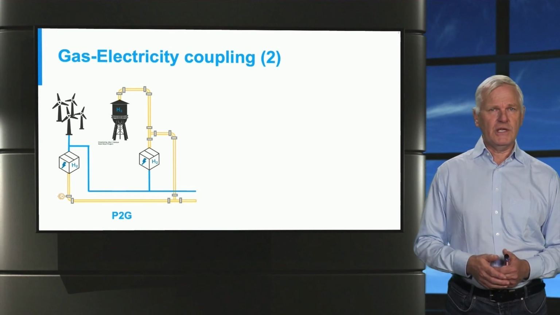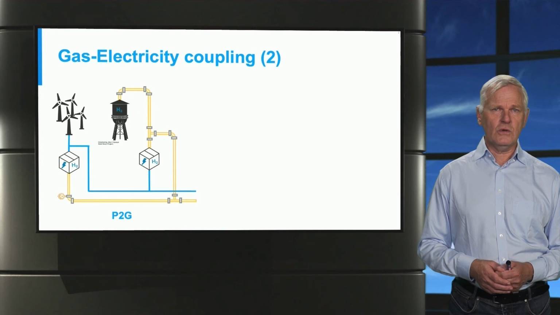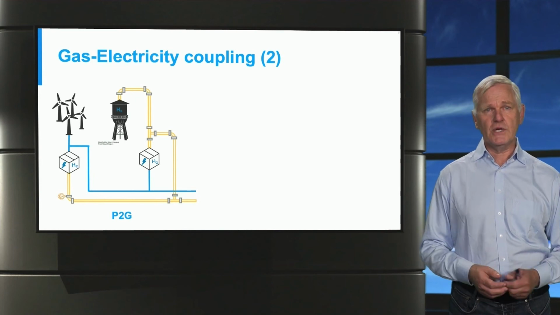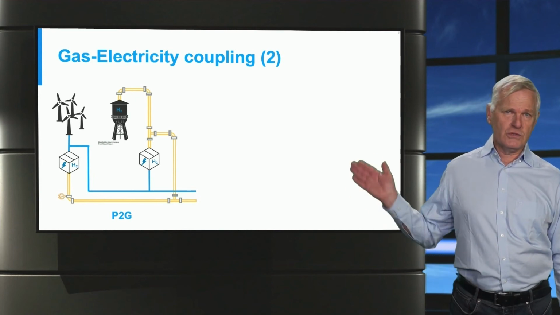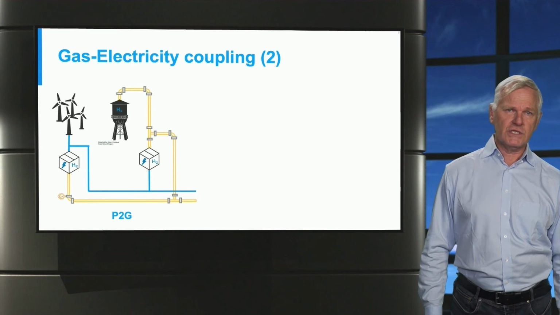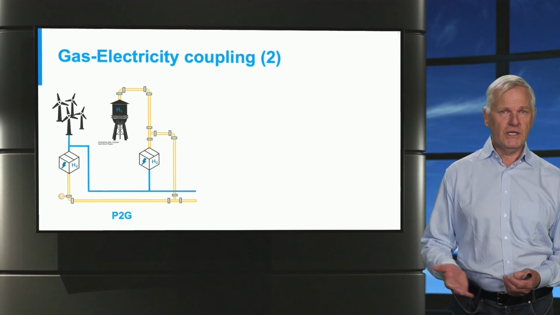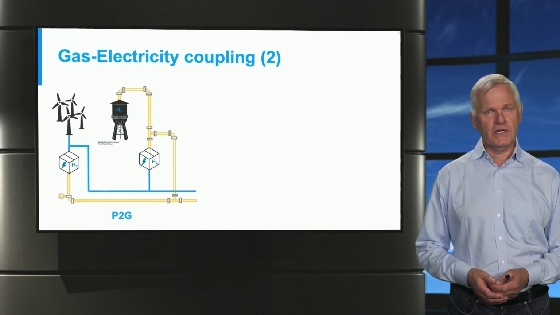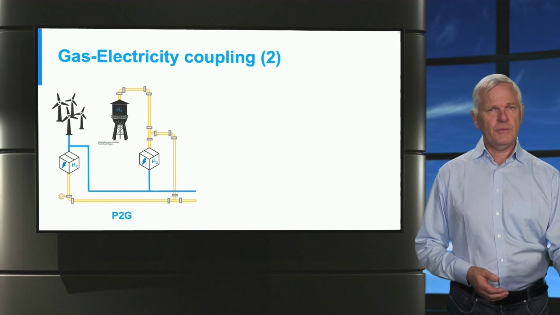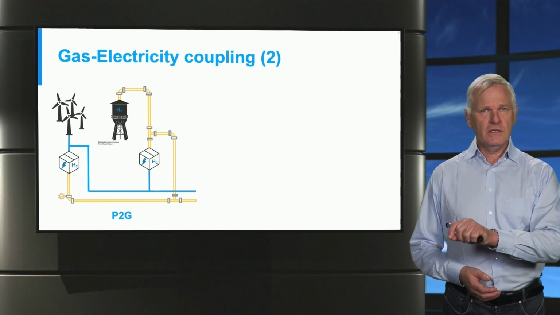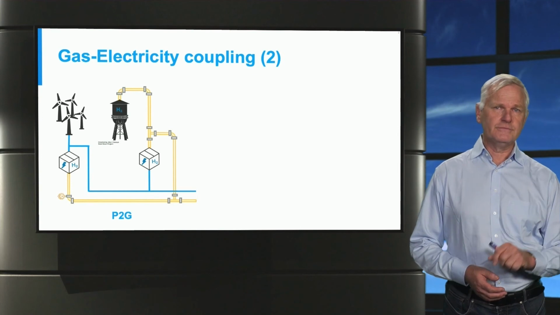Another method of coupling gas and electricity is the so-called power-to-gas method. You can see that electricity is used to produce hydrogen that is stored in a container. Then, when needed, the gas can be used to produce electricity. So, there is coupling from power to gas and also from gas to power.